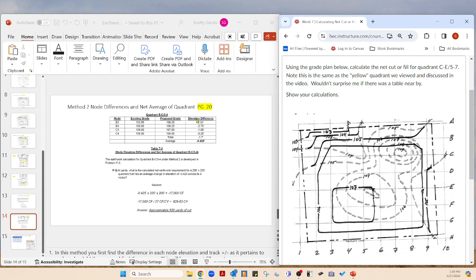But let's look at this now. We have the differences regardless of the negatives and positives. But because we did proposed minus existing on each one of these, they did it. That's not going to be a cut. It's positive, but it's not. That's not going to be a fill. It's negative, but look over here.